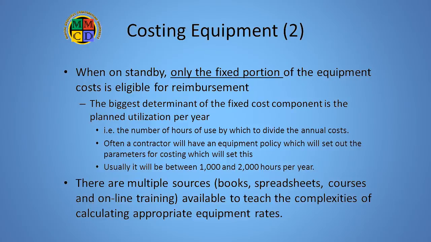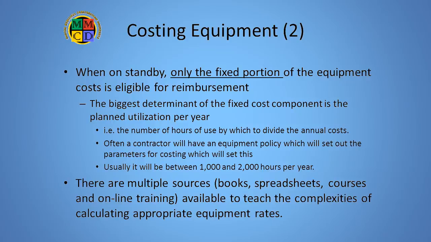By definition, a piece of equipment is not operating when it's on standby. Hence, the variable cost portion of the rate drops out, and the owner is only liable for the fixed portion. Unfortunately, this is a very difficult number to determine. It is highly affected by the contractor's choice of annual utilization. The higher the planned utilization, the lower the fixed cost component will be when looking at an hourly rate.